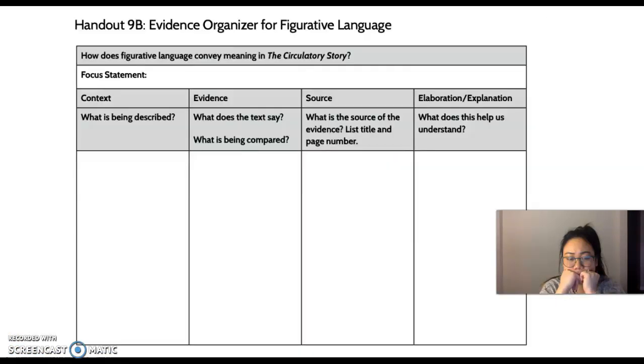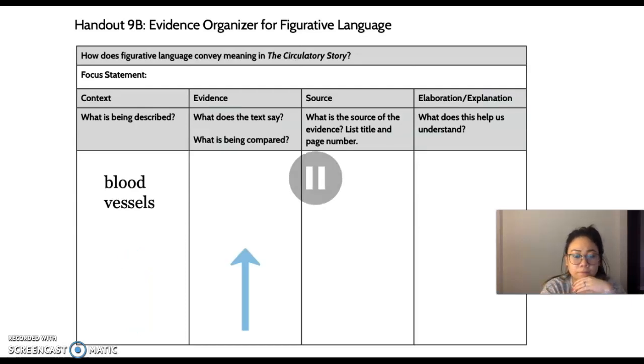Okay, now let's take this information and add it to handout 9B, our evidence organizer for figurative language. In the first column, we put what is being described. Today we're talking about blood vessels. For the evidence, this right here is in your blue Wit and Wisdom book. Open to it until you see where it says 9B. Unfortunately, this is not labeled, so you're just going to have to find one that says 9B. If you don't have it, I also have a class kick for you too.